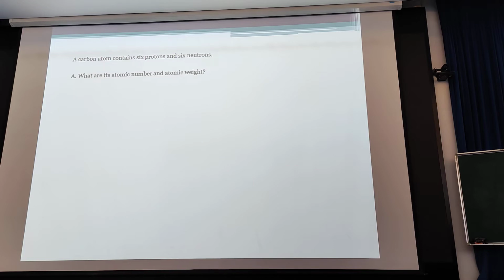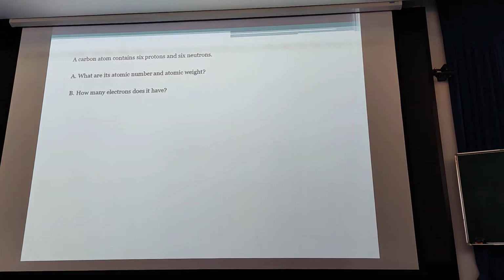Now, you learned this in chemistry in high school. The atomic number is 6. In the periodic table we have the atomic number, and carbon is 6. The atomic weight is 12, yes, 6 protons plus 6 neutrons. We have the atomic weight, they are 12. And how many electrons does it have? 6. Yes, the number of electrons is equal to the number of protons.